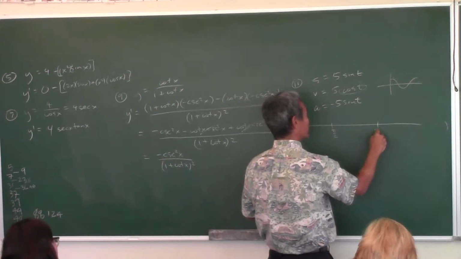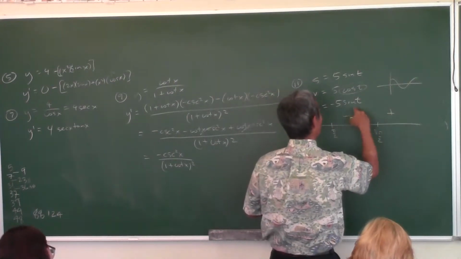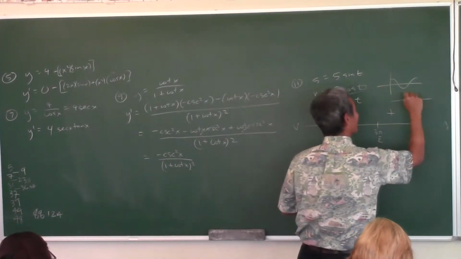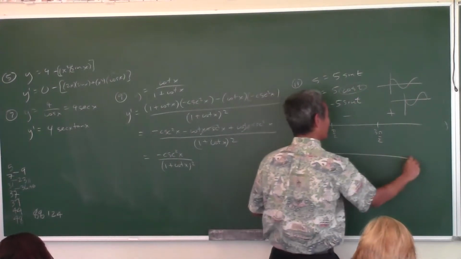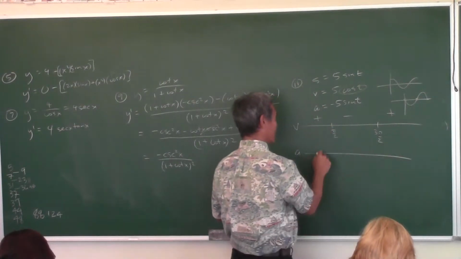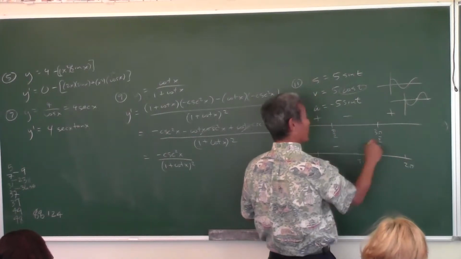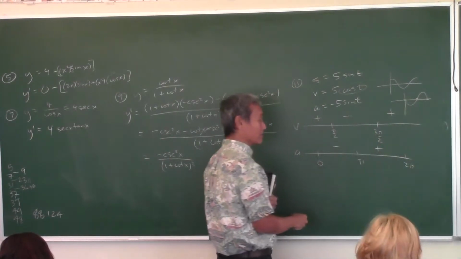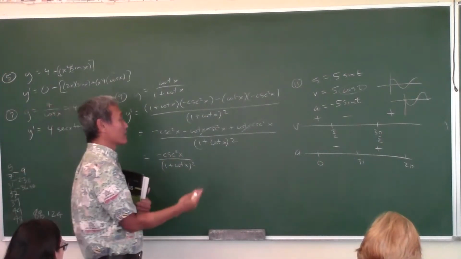Pi over 2 and 3 pi over 2: above, below, above; plus, minus, plus. Now the negative sign looks like this, yeah? So for acceleration, when is sine 0? Here, here, and there. That would be 0, pi, and 2 pi, and then below, above. Just look at it. These are known graphs, so you can answer all the questions.